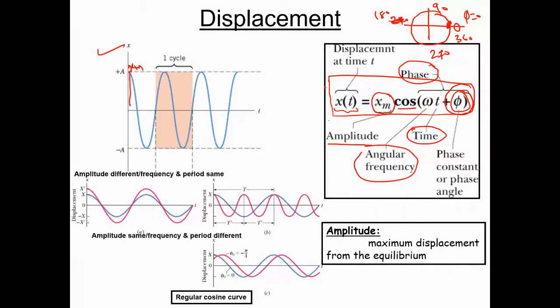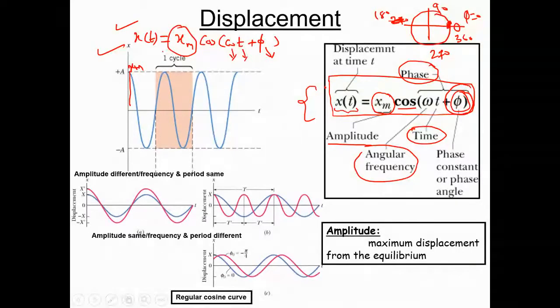When you come to the wave equation, this equation is very important, because when you solve problems from this chapter, you have to know the basic equation for the wave. Please memorize this equation. X of t is my displacement of the wave in terms of time, which is equal to my amplitude xm, and the waveform is in terms of a cosine function, cos of omega t plus phi, where omega is the angular frequency, t is the time, phi is my phase constant or phase angle, and xm is the amplitude. In this chapter, this equation is very important for solving questions. Clear?